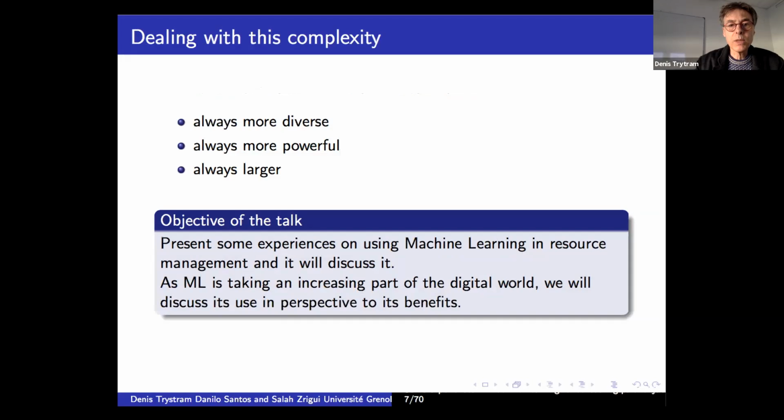Okay, what is a small summary of this short introduction? This is always more diverse, more powerful, larger, and the question is what could be done using machine learning to help take good decisions here.